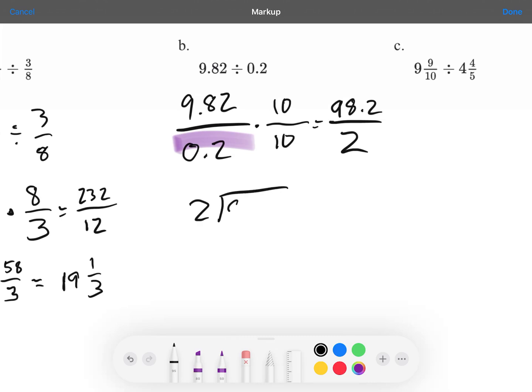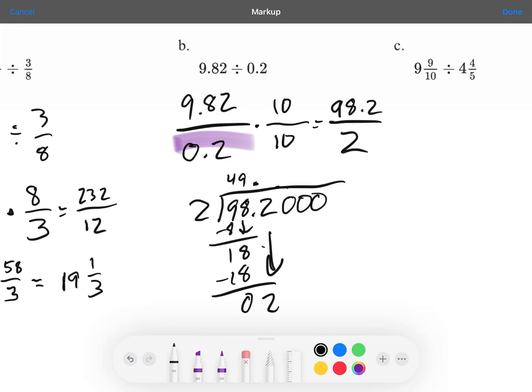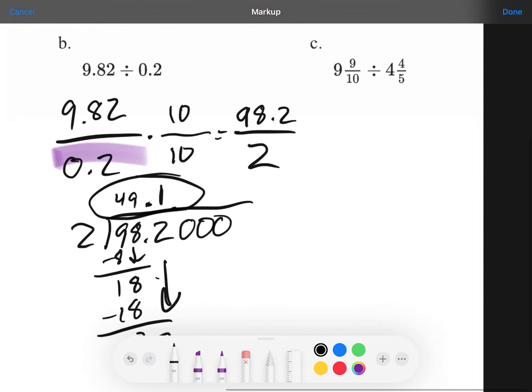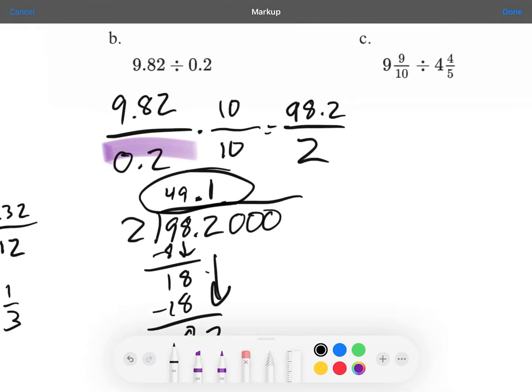Now just do your division. How many 2's go into 98.2? Decimal point moves up. If I need any zeros, I can add as many as I want there. How many 2's go into 9? 4. That's a 1. Drop my 8 down. How many 2's go into 18? That's 9. 9 times 2 is 18. Fantastic. That's a 0. Drop that 2. How many 2's go into 2? 1. And actually, we're all done. 49.1.